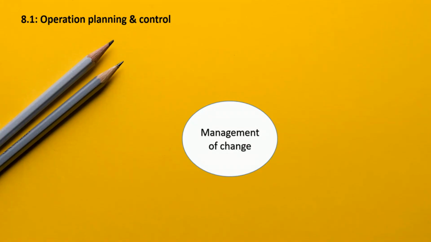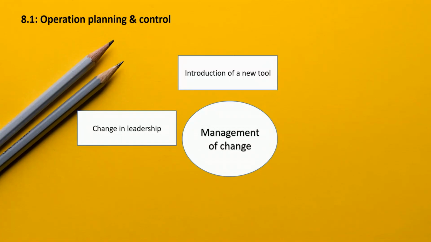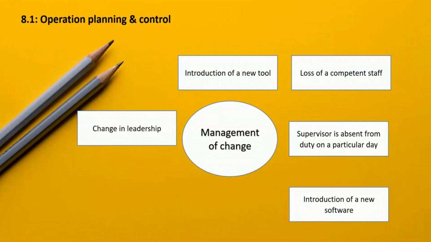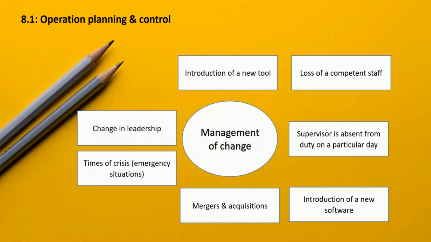Let us look into some more examples to understand how this management of change could occur. Management of change could occur in the form of change in leadership, introduction of a new tool, loss of a competent person, or a supervisor being absent from duty on a particular day. Introduction of a new software is also considered a change management. Mergers and acquisitions, and times of crisis, meaning emergency situations.